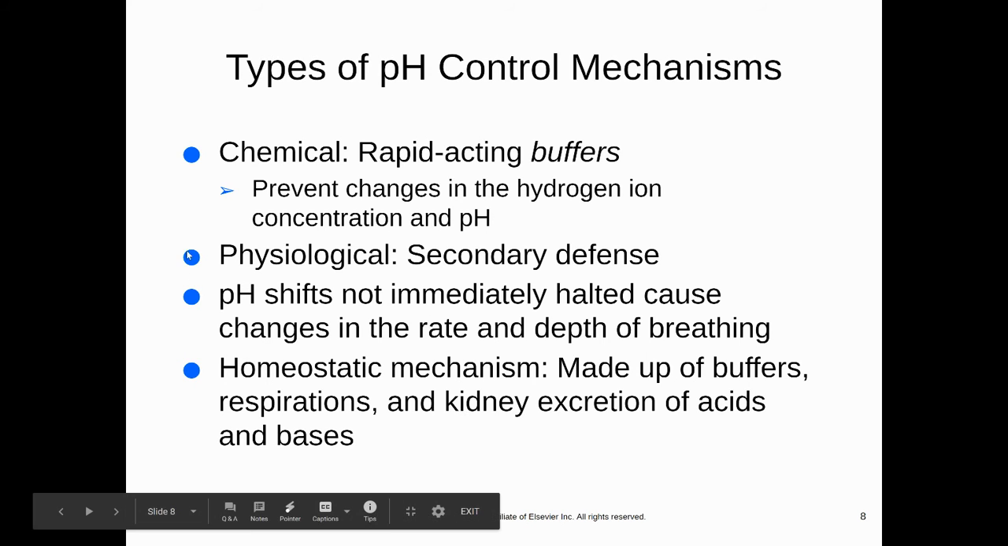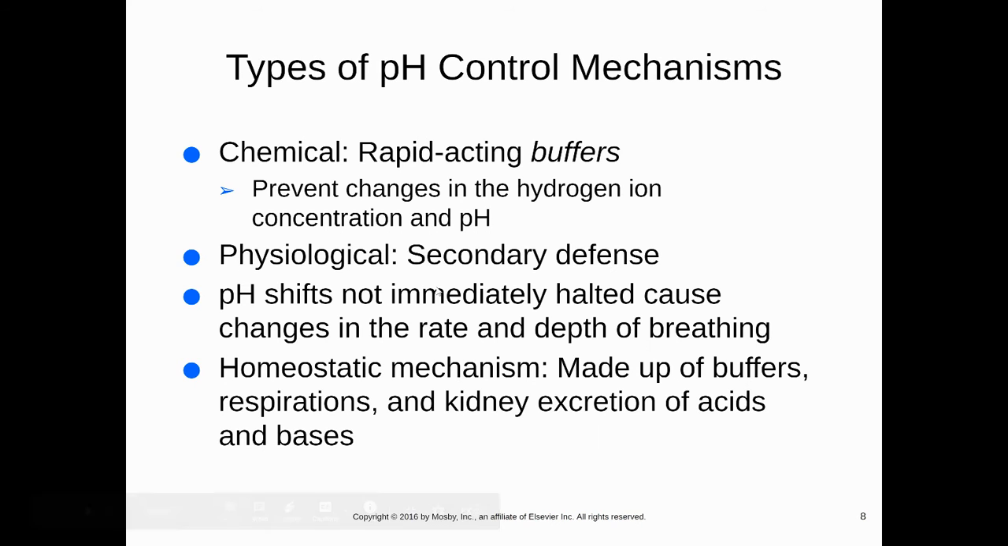In this case, we go to a physiological buffer, and that's our secondary defense. The idea behind this is that it's supposed to prevent the harmful shifts that chemical buffers cannot handle. Okay. Again, there's one thing we need to talk about with pH shifts. They won't immediately be halted because they will occur within your body.